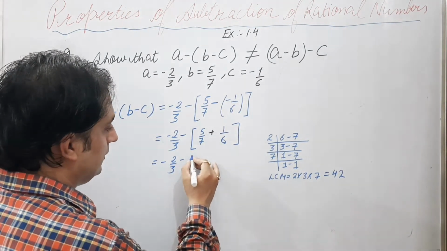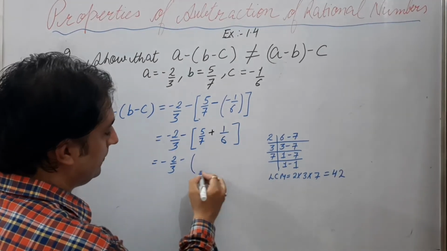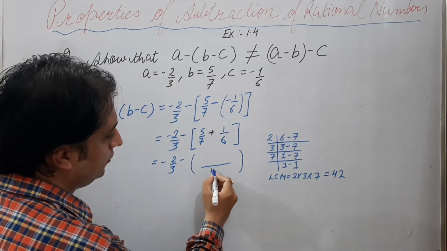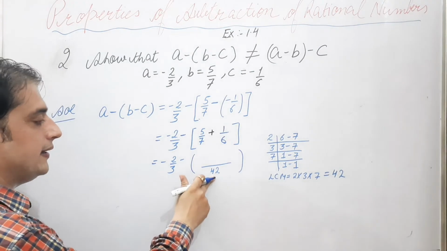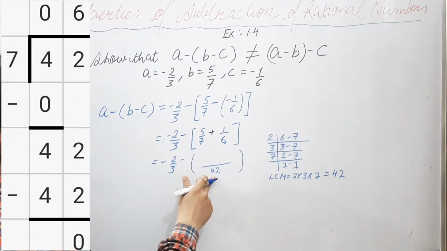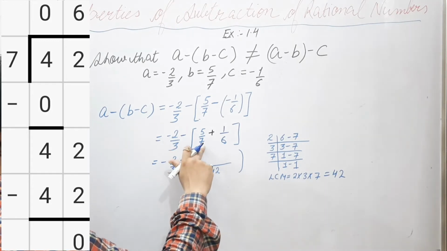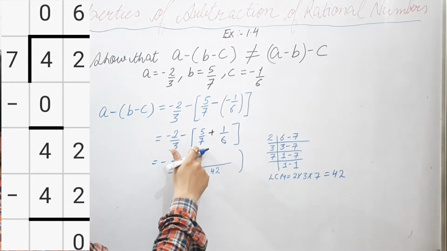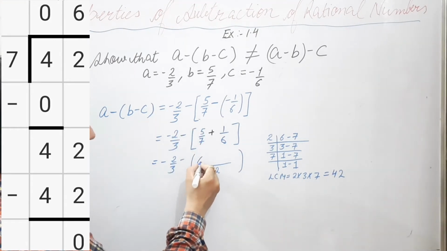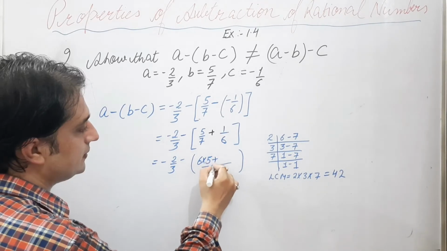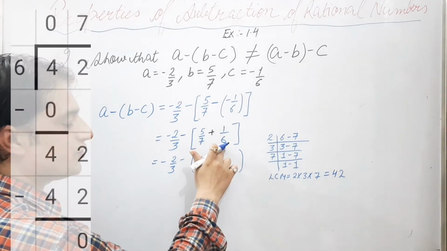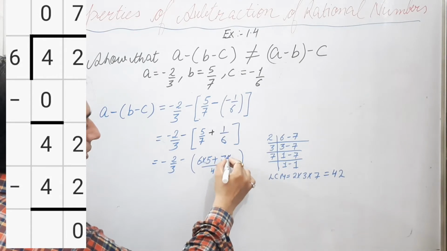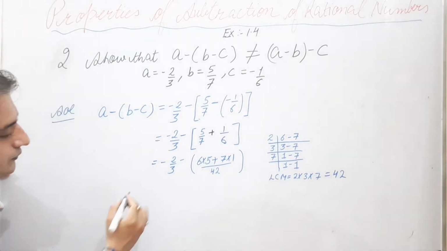So in the bracket, now I will write this bracket as the open bracket, and write the denominator, that is my LCM, 42. Now divide the LCM by 7, the denominator of the first rational number. 42 divided by 7 is 6. The quotient is to be multiplied with 5. 6 multiply 5. Plus again 42 divided by 6, the quotient is 7, and which is to multiply with the numerator, that is 1. So it will become 7 multiply 1. Solve it.